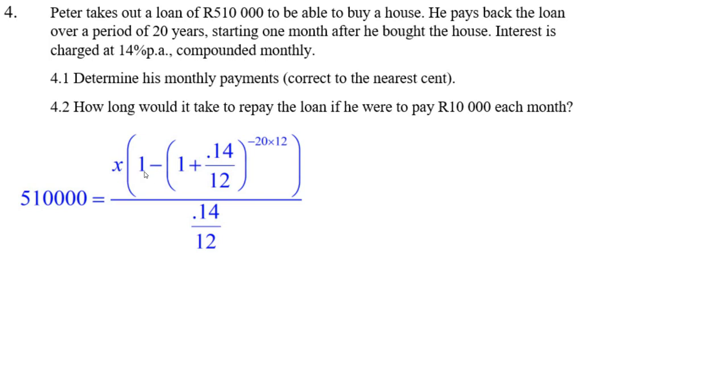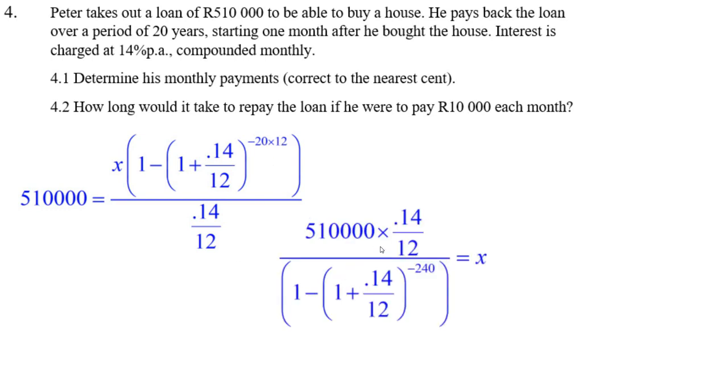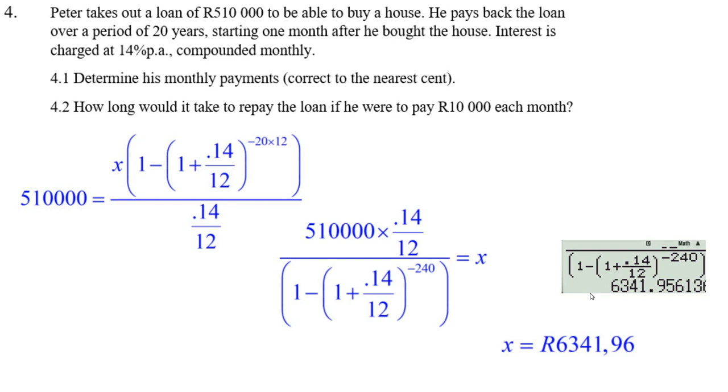But it's the present value one. 1 minus 1 plus the interest. There's the interest down here, compounded monthly. But it's negative n, and it's 20 times 12. Well, that's pretty well it. We're going to take this thing on the bottom and multiply it through here, and then we're going to divide by all of this, or you can just divide by the whole darn thing, and you're going to get X. And it turns out that X is 6,341 Rand and 96 cents. And that's 4.1. We figured out the payments using the present value formula.